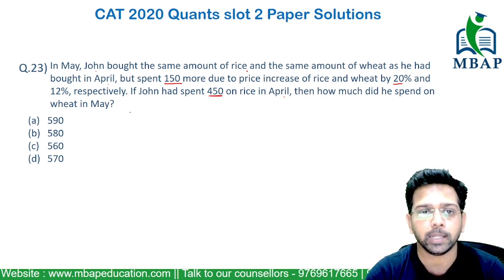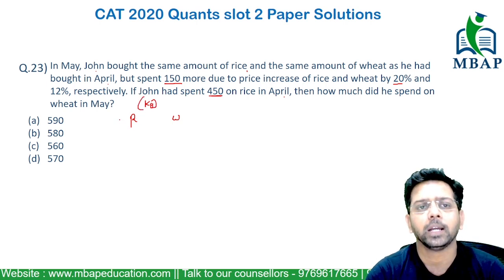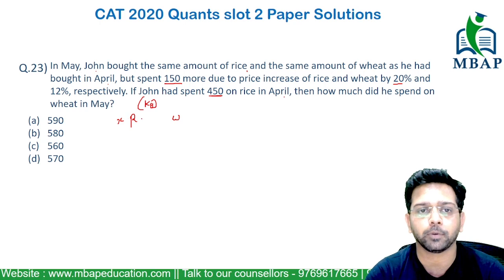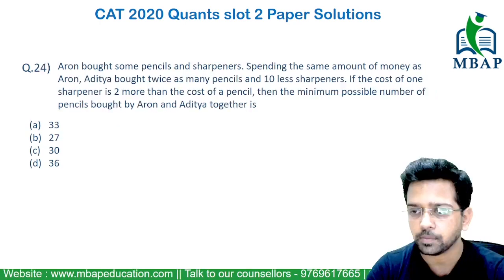So let's start with April. What happened in April? I got some rice, I got some wheat. Let's say this is the quantity of rice and wheat that I've got. Then you also have to calculate the total amount that has been purchased. Let's assume X is the price per piece for rice and Y is the price for wheat.